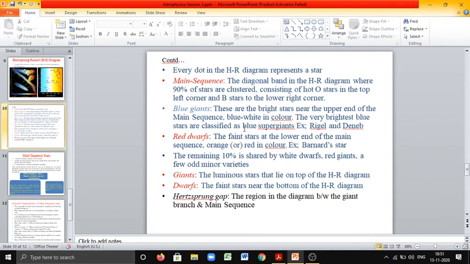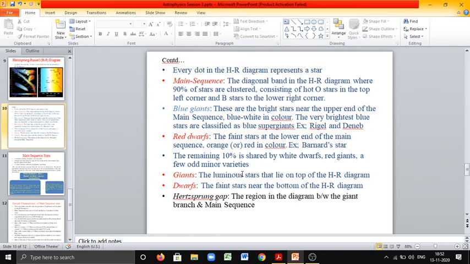Blue giants are the bright stars near the upper end of the main sequence, blue-white in color. The very brightest blue stars are classified as blue supergiants. Examples: Rigel and Deneb. Red dwarfs are the faint stars at the lower end of the main sequence, orange-red in color. Example: Barnard's star. The remaining 10% is shared by white dwarfs, red giants, and a few odd minor varieties.